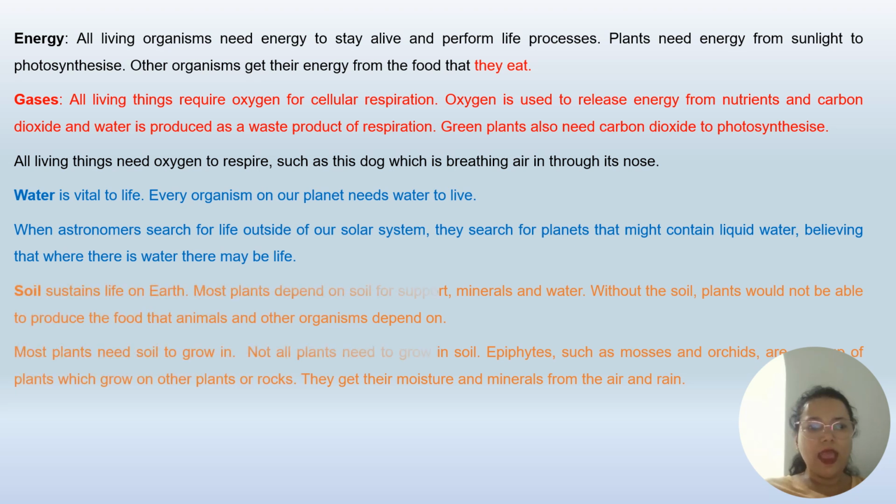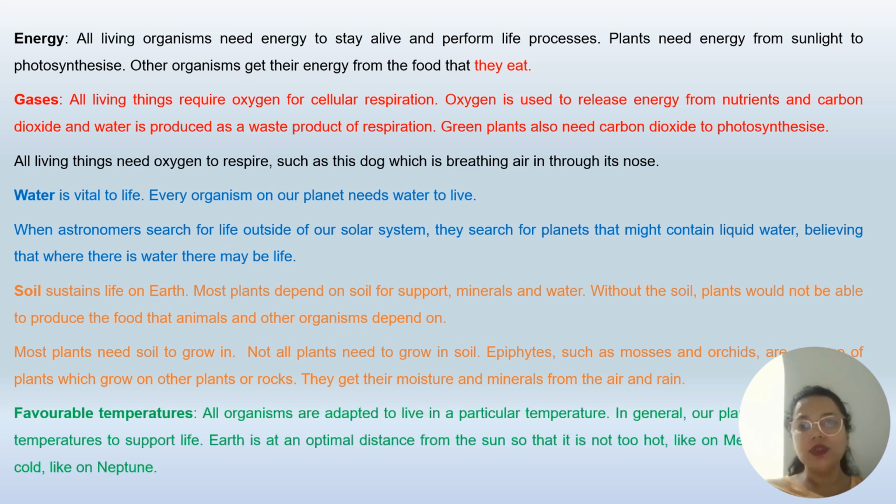Right, then we have soil. Without soil, plants cannot grow. In the soil, it has minerals and it has water. And when other animals and plants decompose, it provides nutrients to the soil. So it's very important to have a good soil for plants to grow so you can exist. Favorable temperatures, I explained that to you.